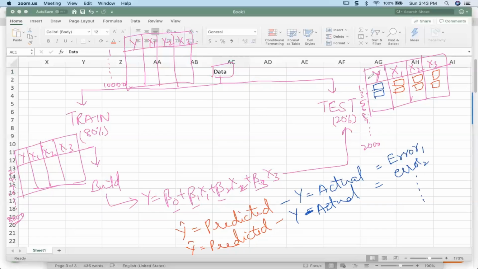How many errors do you get? 2,000 errors. Take all those 2,000 errors and take an average of all those, and you'll get the mean error or mean squared error, whatever you want to calculate. Mean squared error or root mean squared error, whatever. So you'll get this error for test data.